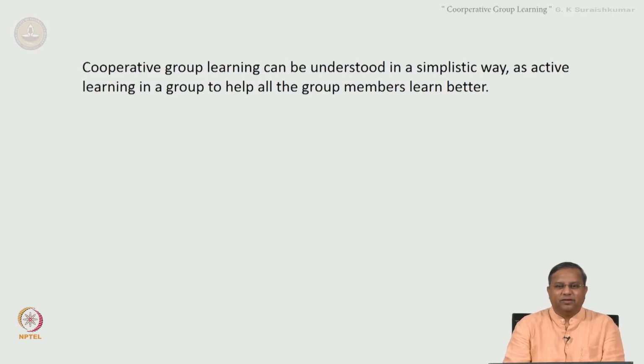Cooperative group learning can be understood in a simplistic way. We will start out in a simplistic way as nothing but active learning in a group, right? You have a group, you have active learning in a group, so as to help all the group members learn better. That is essentially what cooperative group learning is. You will see that all these have a lot of interconnections. That is the very nature of it.